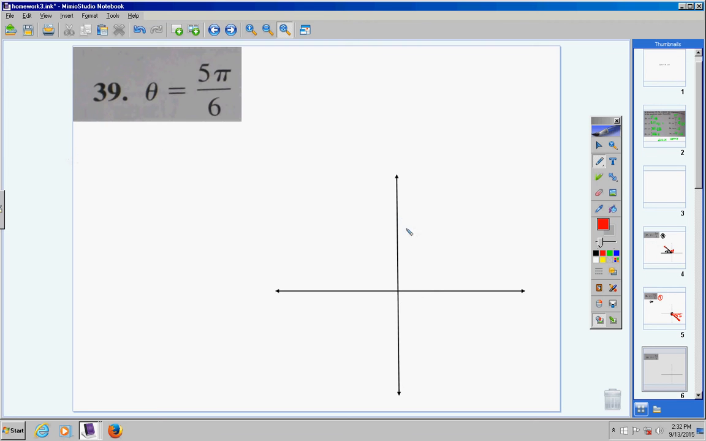Alright, number 39. 5 pi over 6. Now remember, 1 movement from here to here, that's 1 whole pi. I didn't go quite 1 pi, I went 5/6. So I went here to here. Now that's 5/6 of a pi. Okay, that angle right there is 5 pi over 6. Now the reference angle, of course, is going to be formed by the x-axis and the terminal side. So if from here to here is 5/6 of a pi, then in here I'm left over with 1/6 of a pi, or in other words, pi over 6. So the reference angle would be pi over 6.